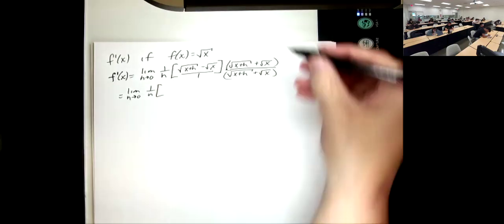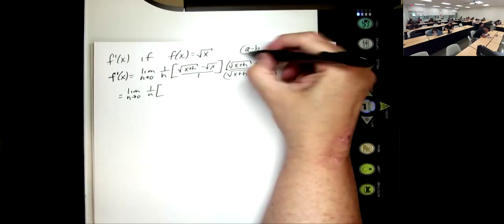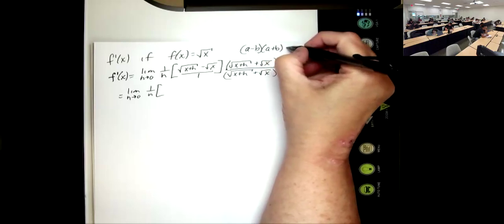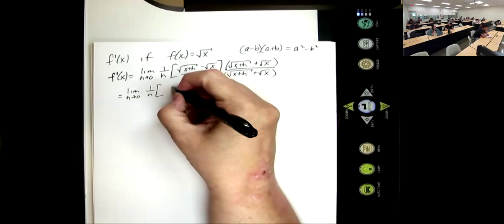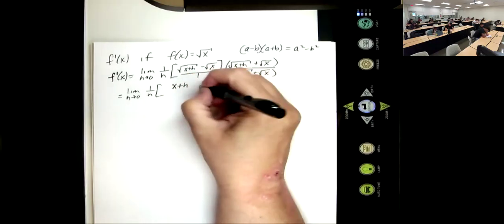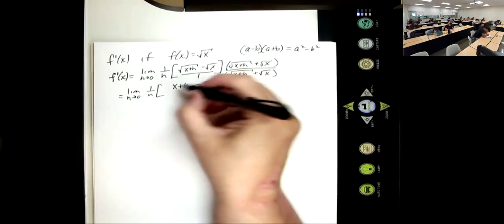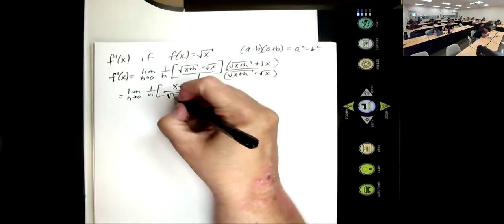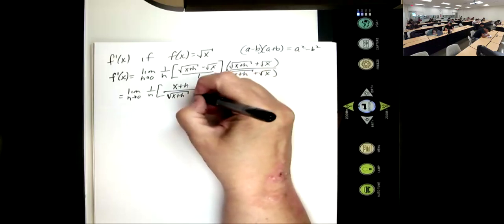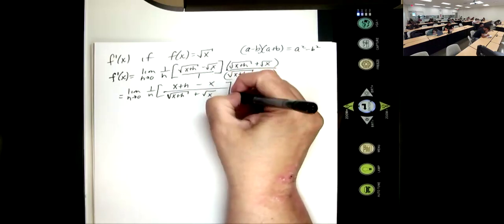And remember, the reason why we like doing that is this is a minus b times a plus b. The top is a squared minus b squared, which is just going to be x plus h minus x. And the bottom, we don't even have any multiplication, it's just the new denominator, because we had a 1 on bottom before.